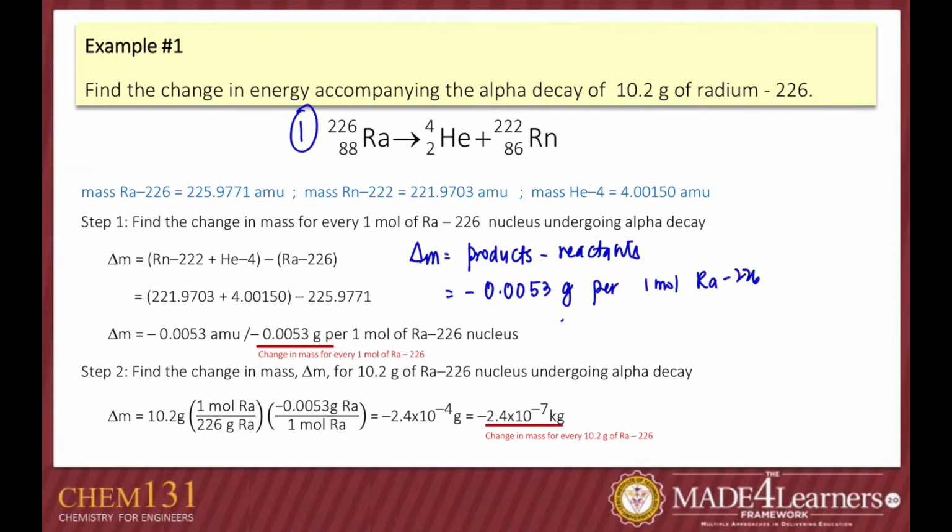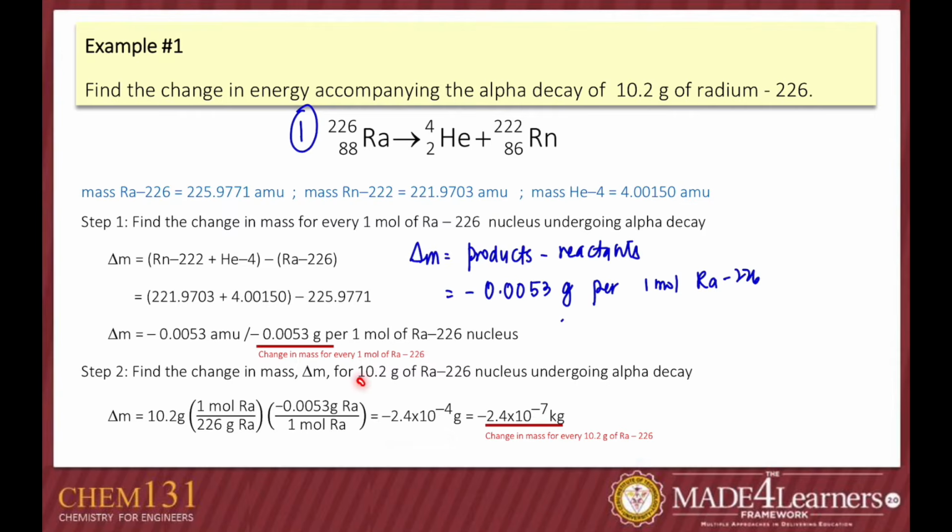So, this is just ratio and proportion. For every 10.2 grams of radium-226, ang 1 mole nga radium kay 226 grams nga radium, diba? Radium-226, good. And for every 1 mole of radium nga ni-undergo og alpha decay, na corresponding nga change nga 0.0053 grams nga radium. And, using your calculator, you'll be able to get this in grams and then convert to kilograms.